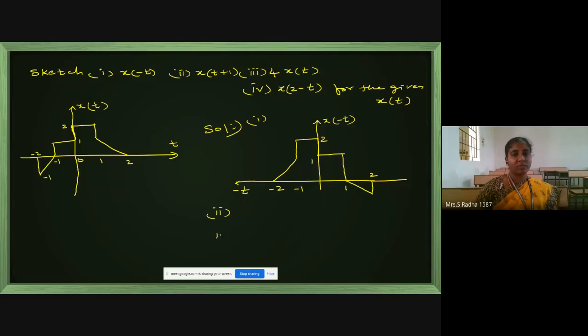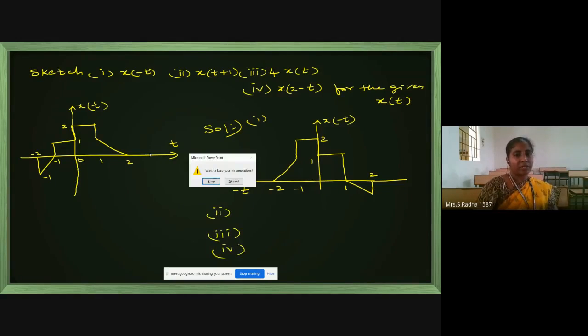Now similarly you sketch the others. The second one and third one, you try in your free time, so that you get some practice. With this I am closing signal operations.